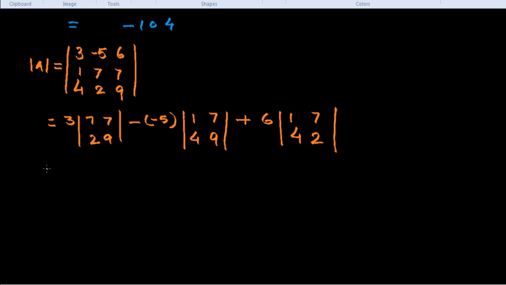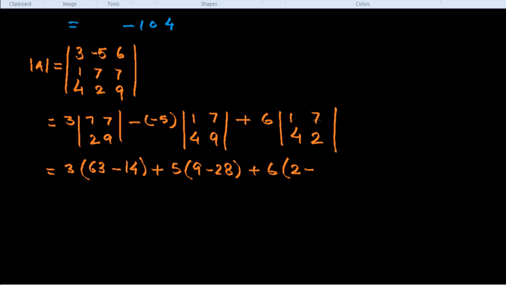Now we simplify this. We get 3 times (9 into 7 is 63, minus 7 into 2 which is 14), plus 5 times (9 minus 28), then plus 6 times (2 minus 28).